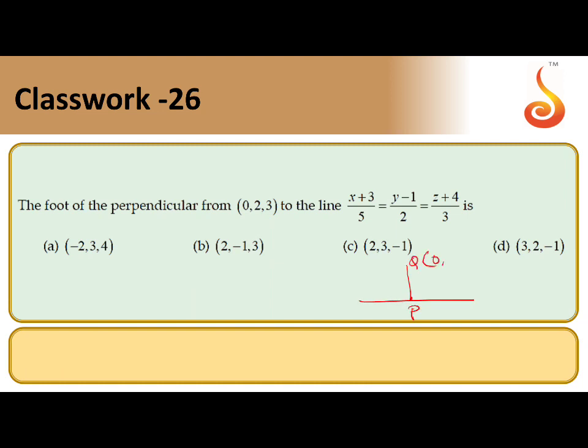This is the given point (0, 2, 3). So the required point should be on the line, meaning P must satisfy the line equation. Solving is a long process. You can apply verification. If only one answer is right, that only you can take as the answer.